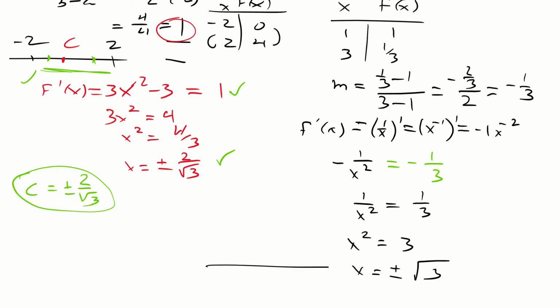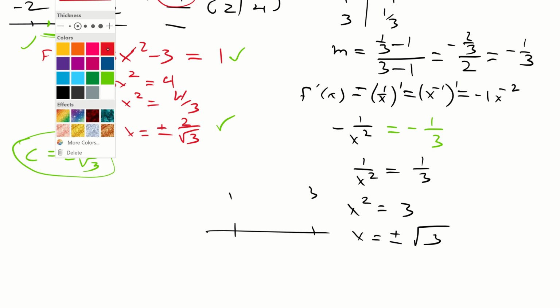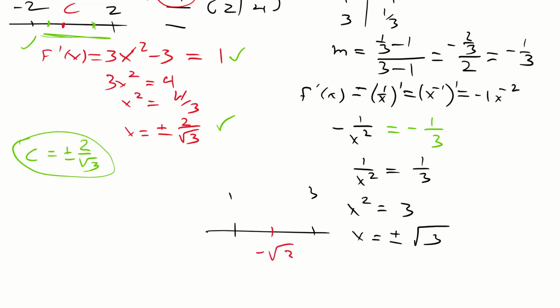And now look at the interval again, 1 to 3. And we're not interested in the negative this time. What we really are interested in is the positive radical 3. So the answer, c is equal to positive radical 3. Oh my goodness.